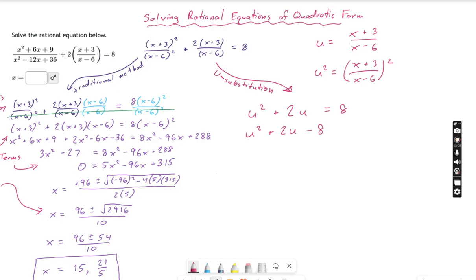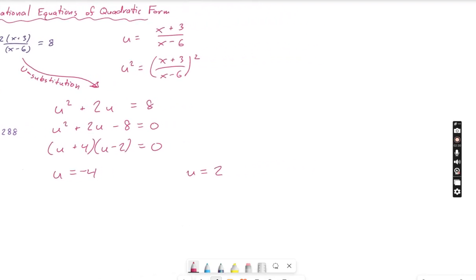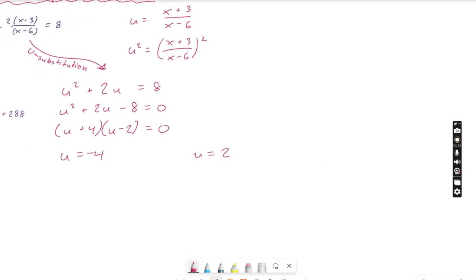U squared plus 2u minus 8 equals 0, which if we factor becomes (u plus 4)(u minus 2) equals 0. And now we have two equations. U equals negative 4 and u equals 2. So now what I'm going to do at this point is plug back in those u values. Okay, remember u is equal to (x plus 3) divided by (x minus 6), and that's equal to negative 4. And u is also over here equal to the same thing, (x plus 3) over (x minus 6) equals 2.